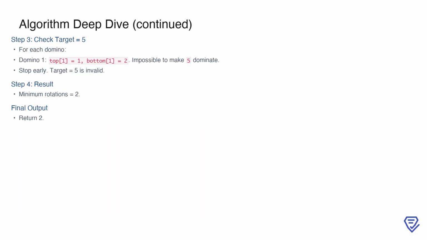Next, we check the second candidate, target equals 5. Starting with the first domino, we see that top 1 equals 1 and bottom 1 equals 2. Here, neither top 1 nor bottom 1 matches the target 5, meaning it is impossible to make the sequence homogeneous with this target. At this point, we can stop checking further dominoes for this candidate. Since target equals 5 is invalid, we don't consider it any further.